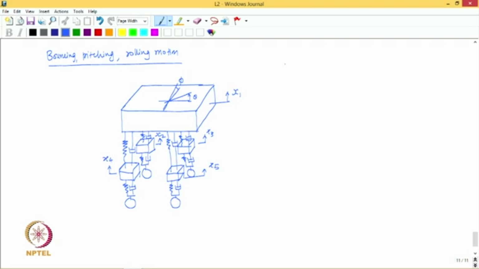In this way you can see we now have 3 plus 4, that is 7 degree of freedom model, where x1 is the bouncing motion, then we have the pitching motion theta, then the rolling motion phi, and then x2, x3, x4, x5 as the vertical displacement of the 4 tires. So this is another model. This also is a lump parameter model. So this is a fourth model.